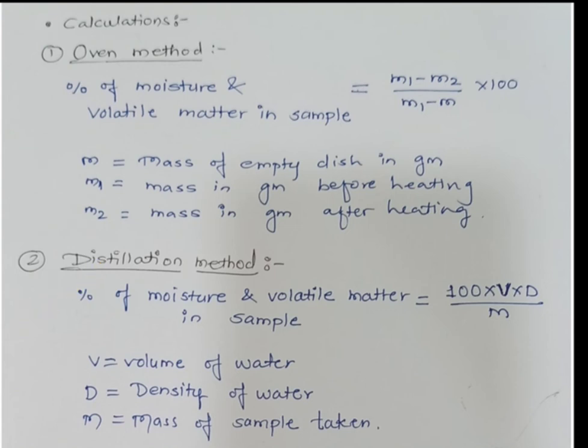Then by using the distillation method, we again find out the percentage of moisture and volatile matter present in the sample, which is equal to 100 into V into D divided by M. So this is the formula: 100 × V × D / M. Here V is the volume of water, D is the density of water, and M is the mass of sample we have taken initially. We know the mass, we find out the volume of water, and we know the density of water. From that we can find the percentage of moisture and volatile matter present in the sample.